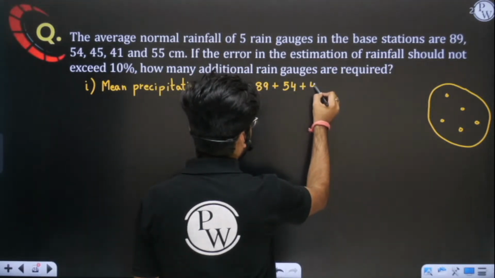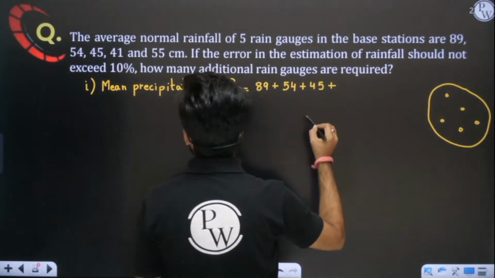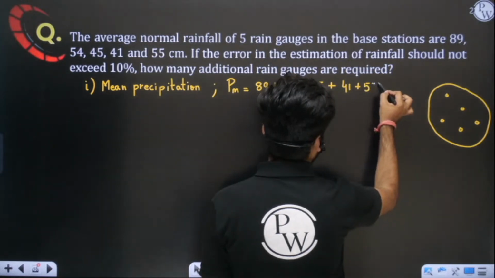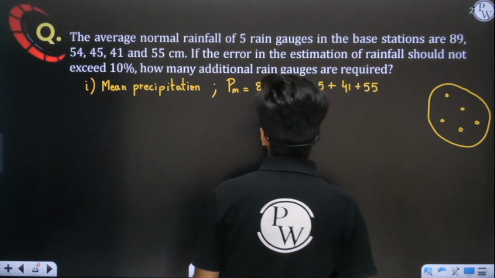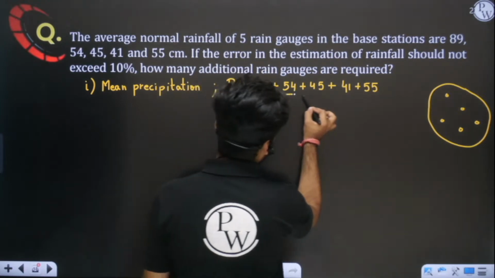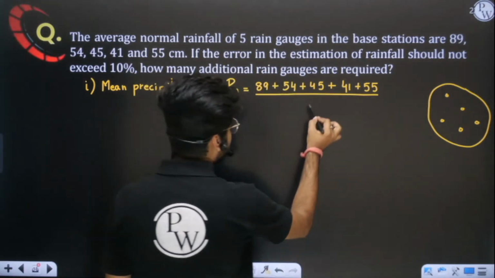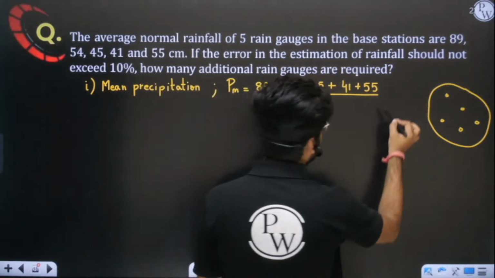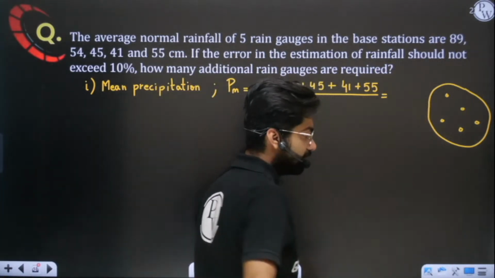Okay, sir, then we have 54, then we have 45, then we have 41, then we have 55. So this is our mean, divided by 5. Simply, mean you all know. So how much are we getting here? Can you tell me how much we are getting here?